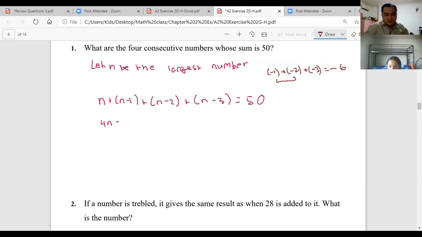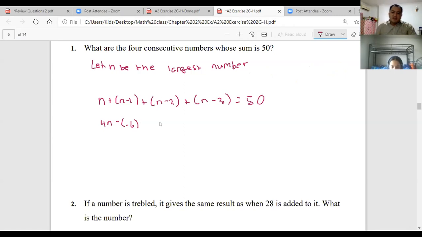Why negative 1 plus negative 2? Because right here we have negative 1 plus negative 2 plus negative 3. Negative 1 plus negative 2 is negative 3. Negative 3 plus negative 3 is negative 6. So negative 6, 4 add minus negative 6 equals 50. No, it is plus, Shahina. Where do you get that minus?